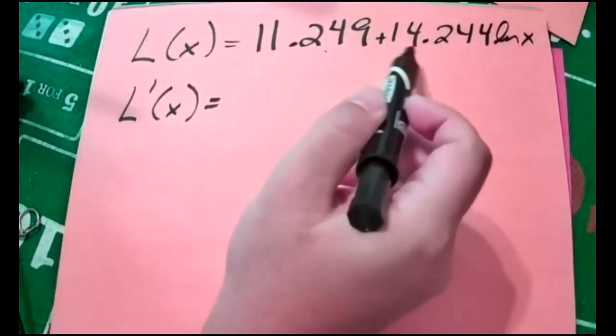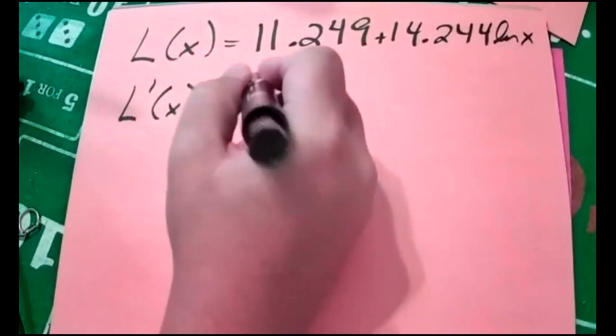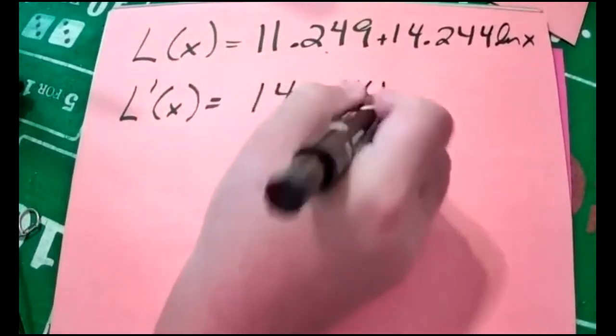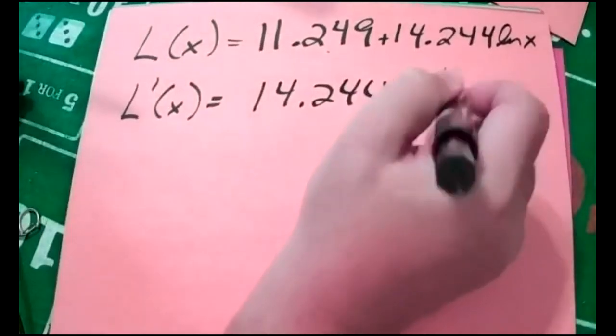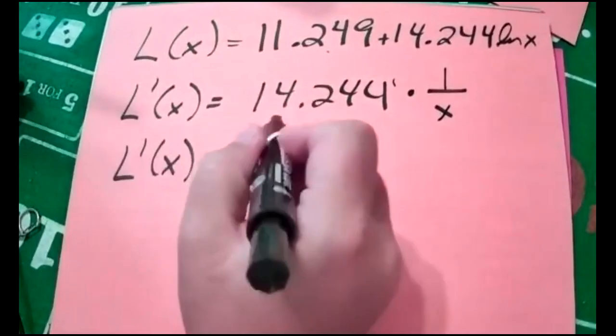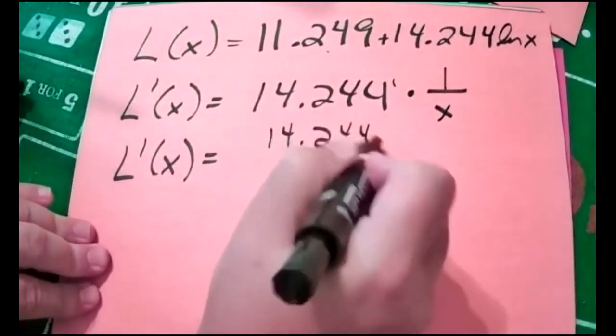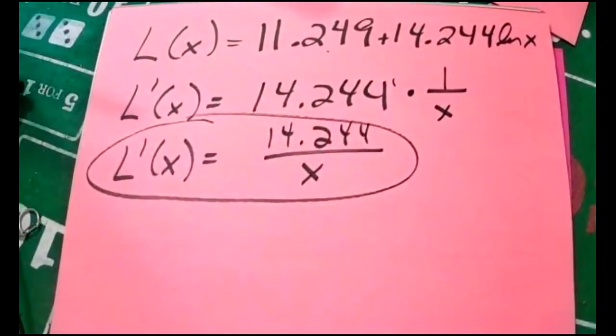This one, we have a constant 14.244 times the natural log. Because of the constant rule, I can write out 14.244 and forget about it, and now focus on the natural log. What is the derivative of the natural log? It's 1 over x. To make this a little bit more mathematically friendly, we could put this on top and this on bottom. So here's your derivative formula. Really a pretty basic formula, ultimately.